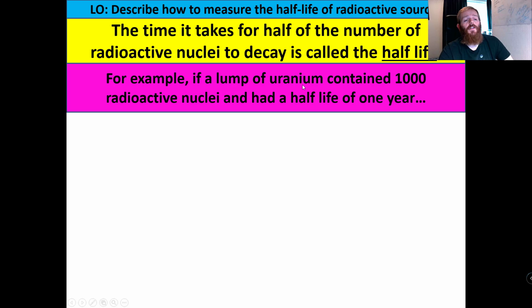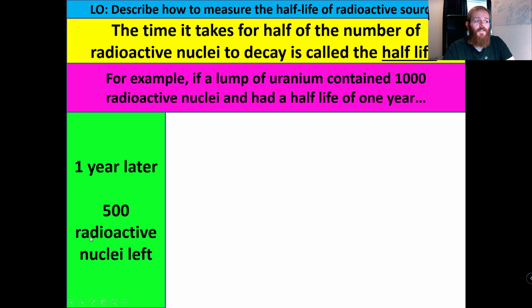So for example, if a lump of uranium contained 1,000 radioactive nuclei and had a half-life of 1 year, let's have a look at what would happen over the years. 1 year later, you'd have 500 radioactive nuclei left, because one half-life has passed, the amount of time that one half-life is classed as for this substance, and in that amount of time, because it is the half-life, half of the radioactive nuclei that you started with have now decayed. So 1 year later, you've ended up with 500.